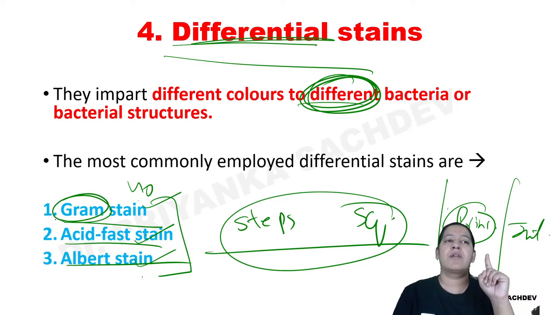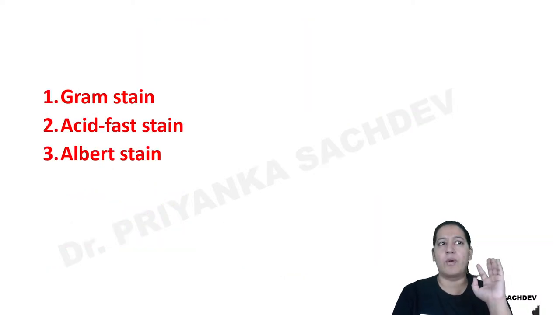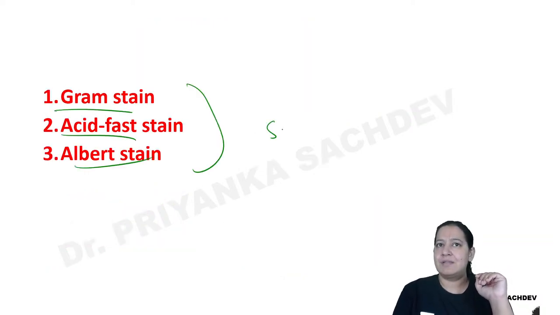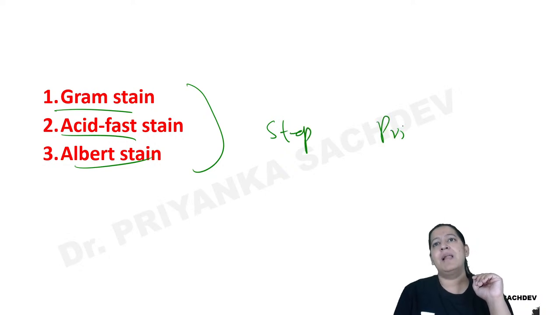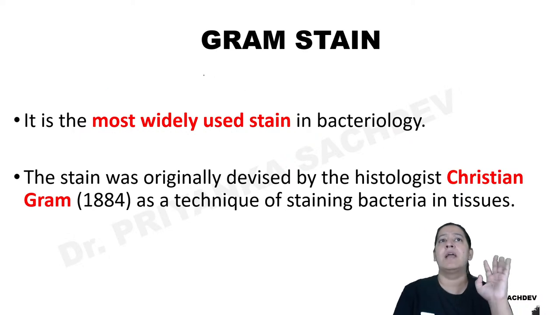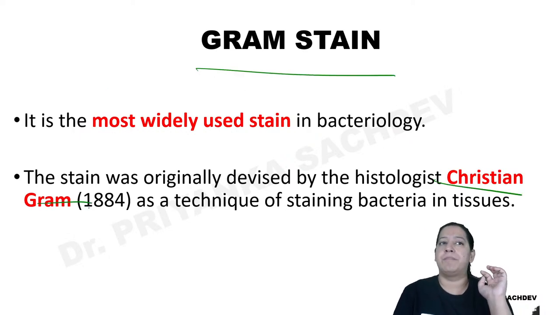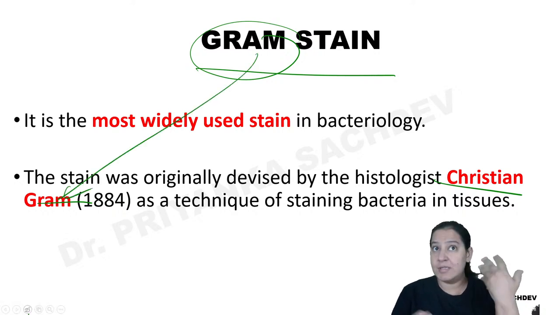Let me start with the first one, gram. I will not explain the whole detail. I will tell you only the steps, the sequence of the steps, the principle, and classification on the basis of interpretation. These three things. Gram stain was discovered by Christian Gram, that is why it is called gram. The scientist who discovered it is named Christian Gram.